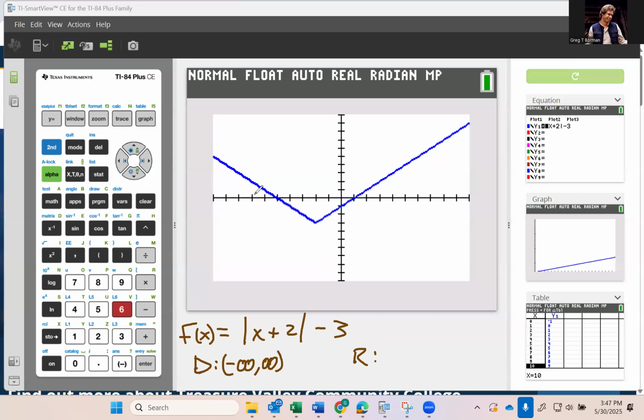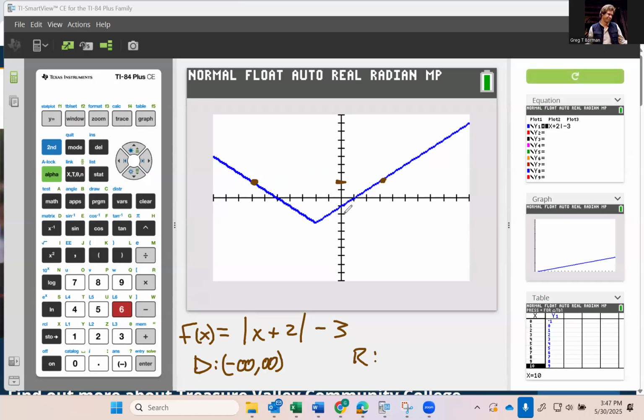Well, the range is not which x values get used. The range is which y values get used. Okay, so if I look at y equals 2, is that in the range? Yeah, there's a point right here with a y coordinate of 2. And there's one over here as well. And so that gets used.